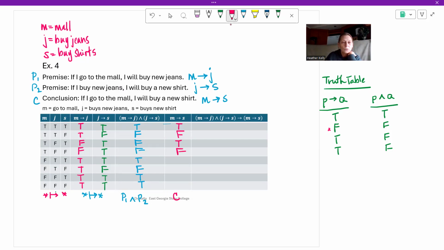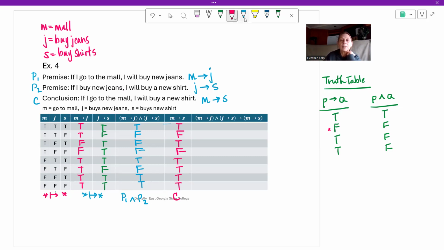True, true is true. True, false is false. False, true is true. Sorry, my brain got fried there. False, false is true. False, true is true. False, false is true. Let me double check that because I know I kind of fell off there for a minute. The only ones that are bad are the true, false. So there's one true, false. There's another true, false. Okay, that looks good.